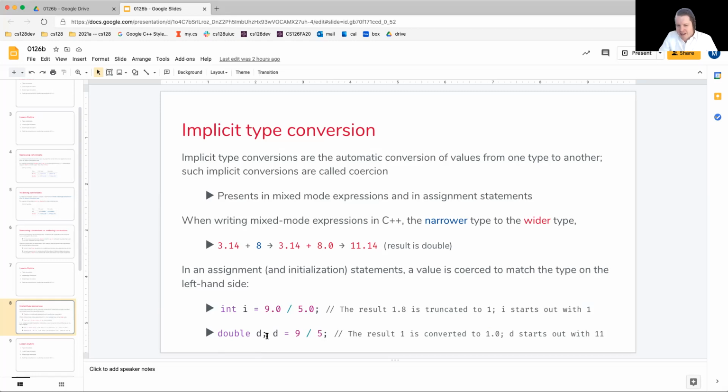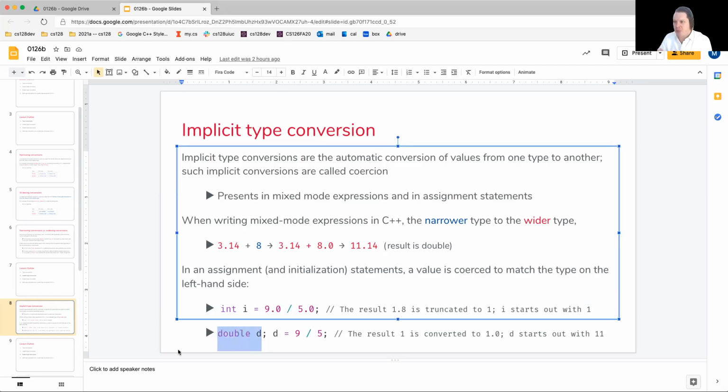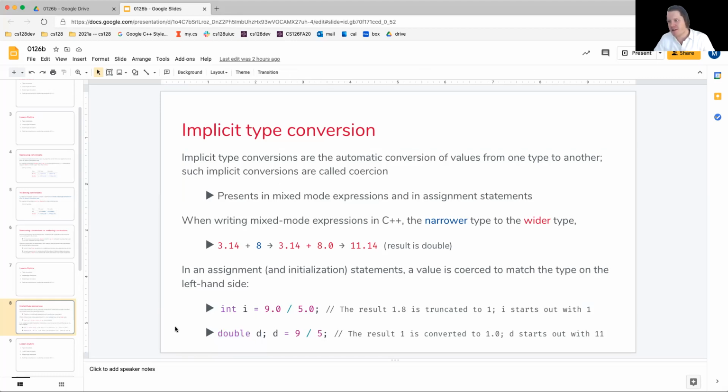Now, let's look at this. The second example here is not as obvious. And again, always initialize your values. I'm just doing this to show assignment. I didn't have a well-defined value for d in a snippet of two statements.